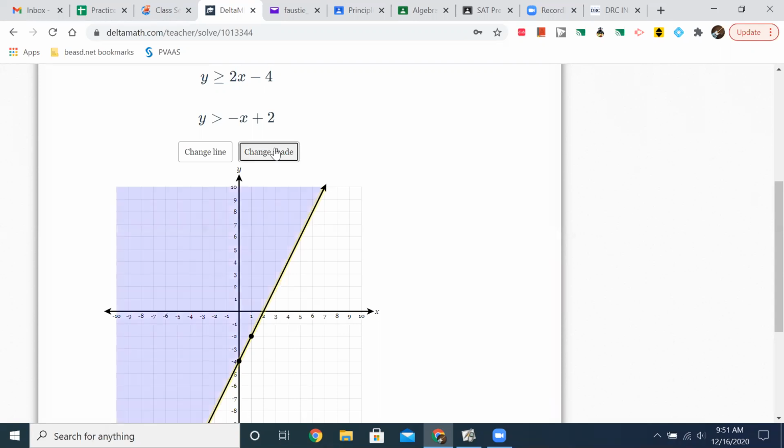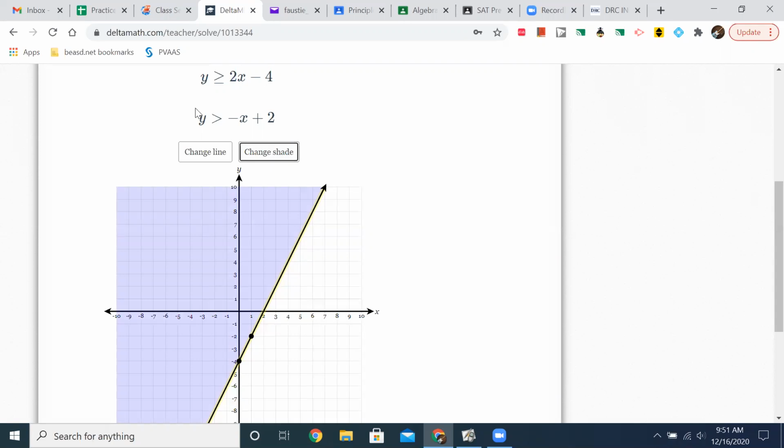And the other button changes the shading. So do I want to shade above my line or below? Well, since my sign is greater than or equal to, I want points that are above my line, which would be up here. So I'm going to change the shading to up there. So now my first line is graphed.